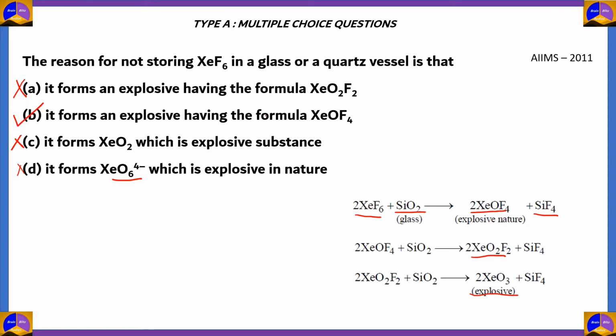It forms an explosive having the formula XeOF4. As you can see, XeF6, 2 molecules, reacts with 1 molecule of glass, which is silicon dioxide, to form 2 molecules of XeOF4 plus silicon tetrafluoride. So, option B is the right option.